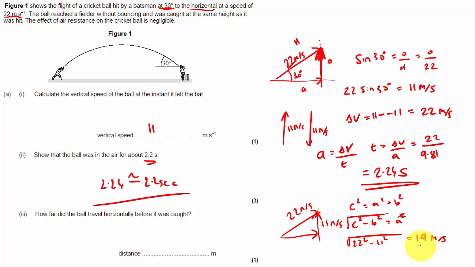So now the question simply becomes: an object is moving at 19 meters per second horizontally, and it's doing it for 2.24 seconds. How far does it go? Speed equals distance divided by time, so distance equals speed times time. The speed is 19. The time, I'll just use the time they gave us, 2.2. Multiplying these together gives me 41.9 meters. So that's the range of the ball.